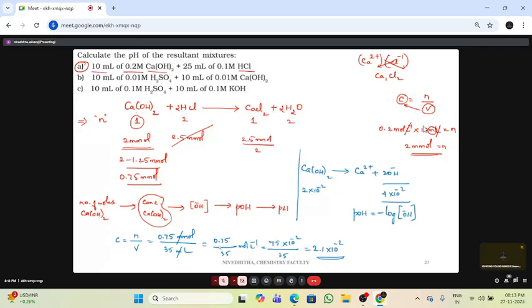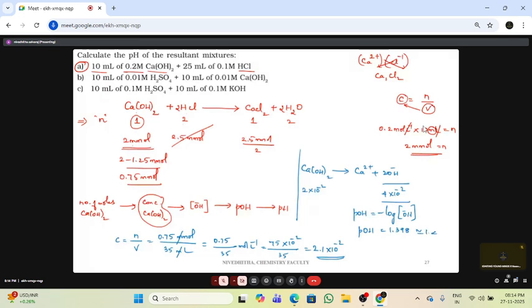Now, what is pOH? So Muthulakshmi's answer is 1.398. Brilliant. Yes. Approximately I'm having it as 1.4. So Muthulakshmi's answer is 1.398, which is the perfect one. I'm just rounding it off to 1.4.